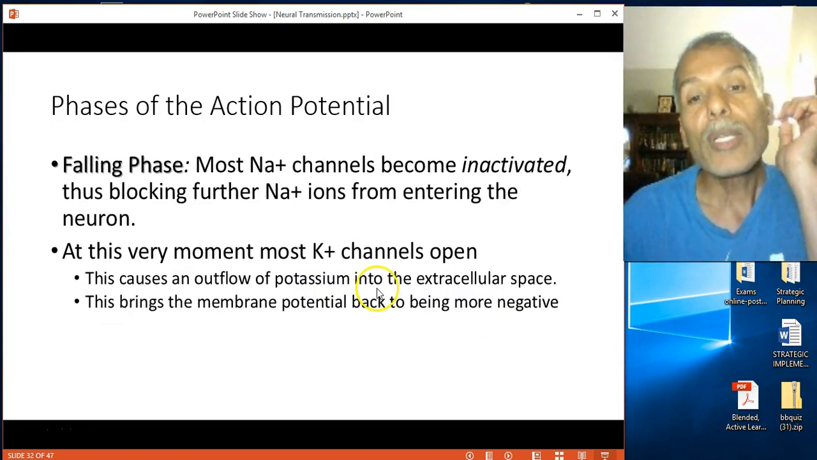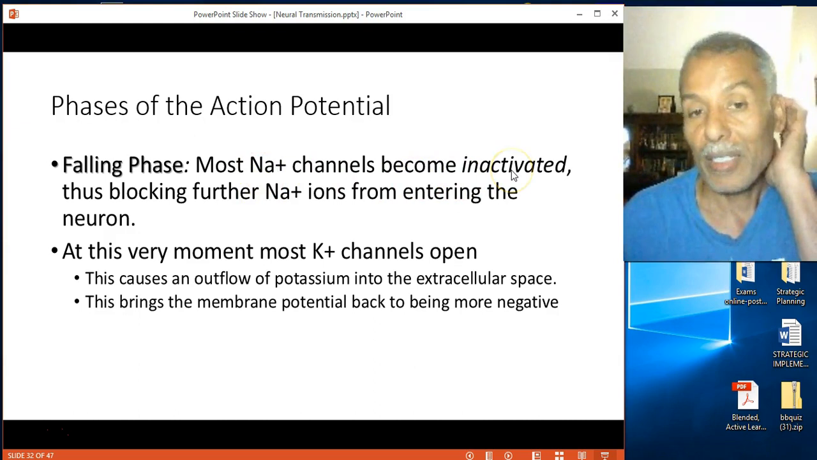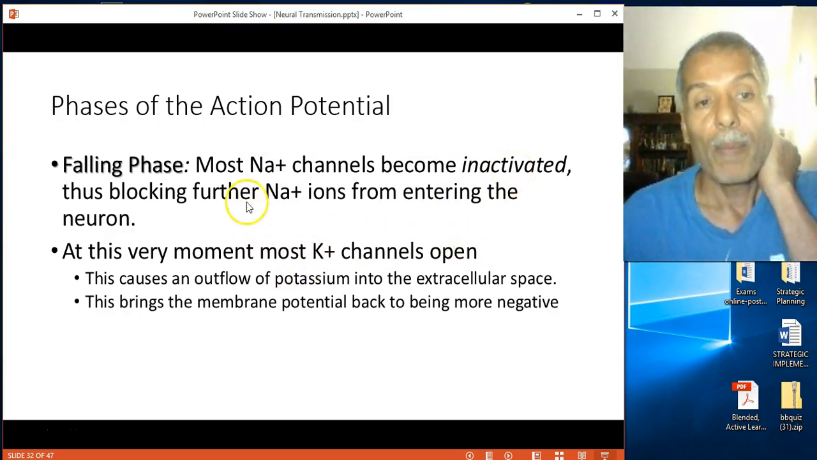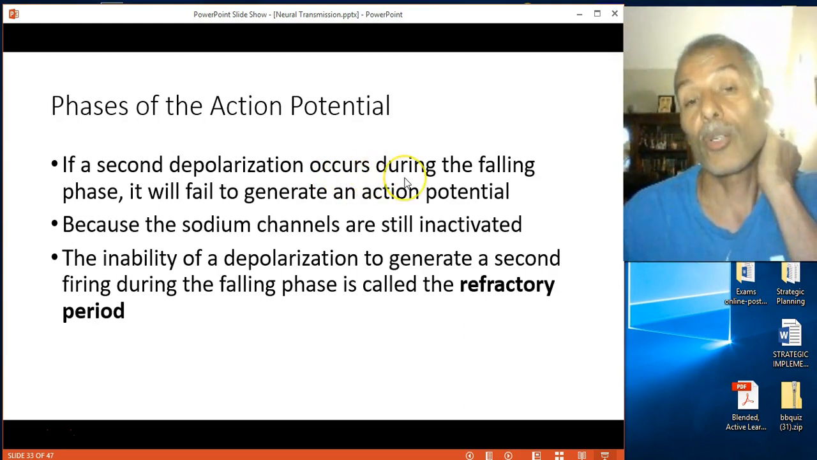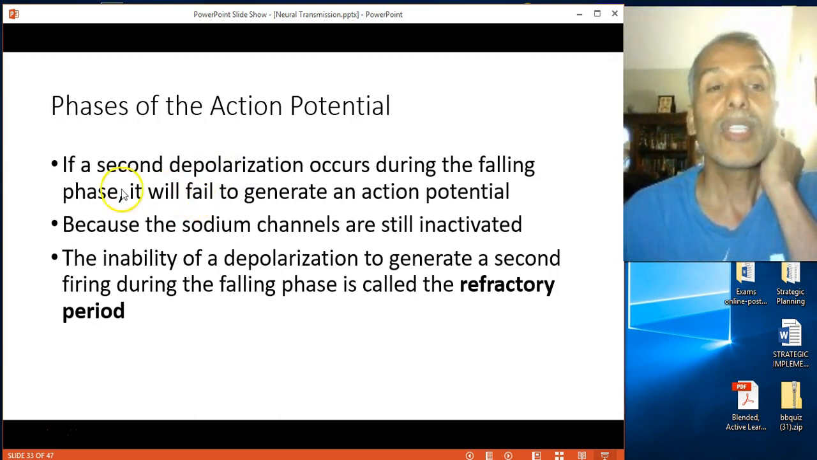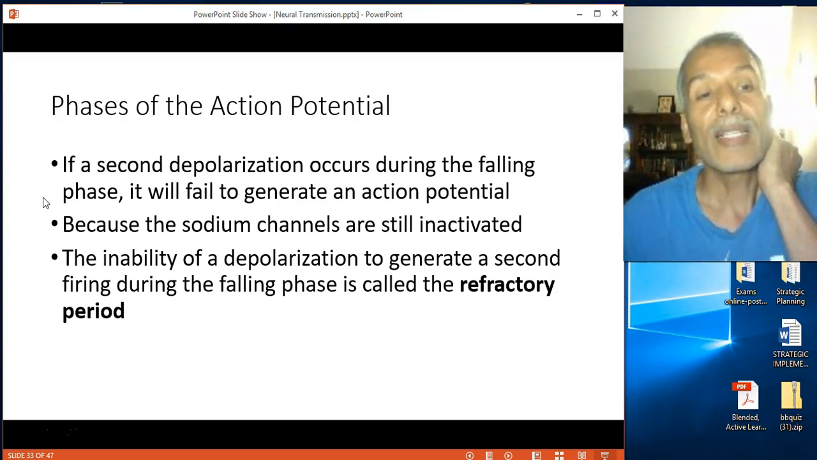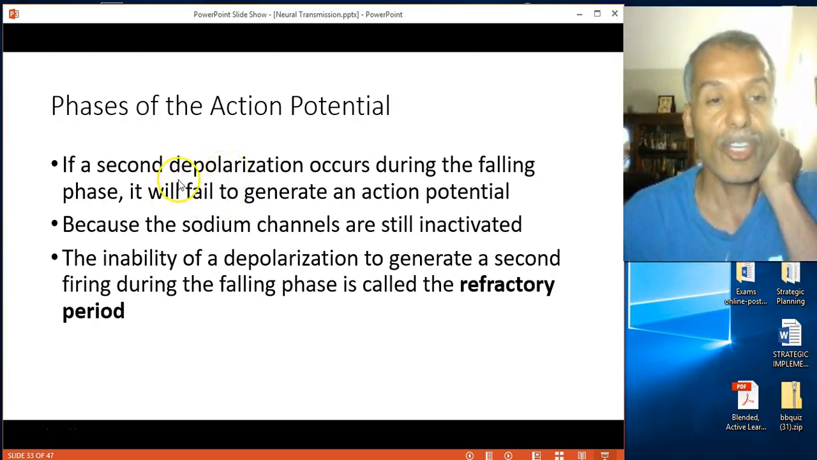So remember, at that point in time, the sodium channels are inactivated. The potassium channels are open. But at that particular point in time, if a second depolarization occurs during the falling phase, it will not produce an effect. It will fail to generate an effect. However, if enough of these failed depolarizations occur, they could add up to a force that can convince the axon hillock to fire. Okay, that's again a special condition.